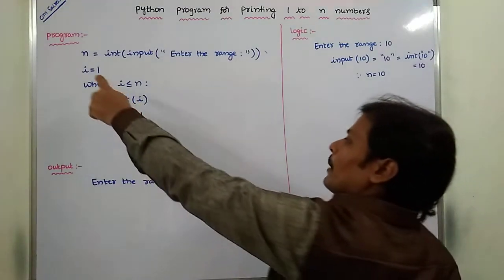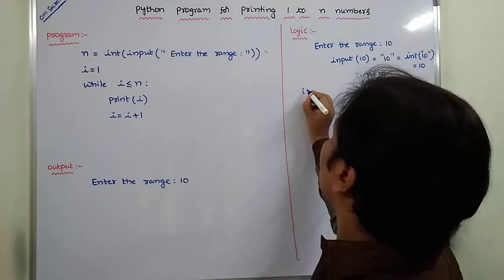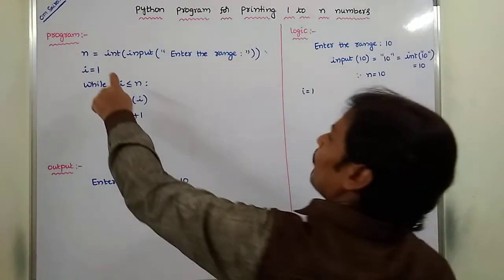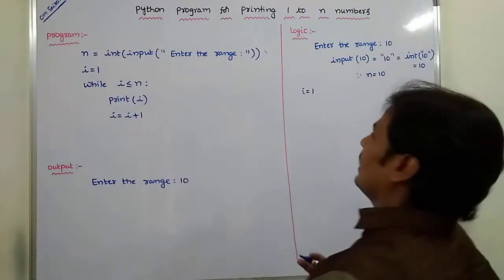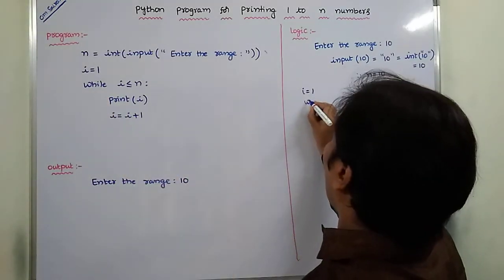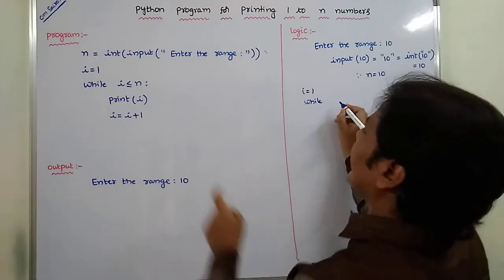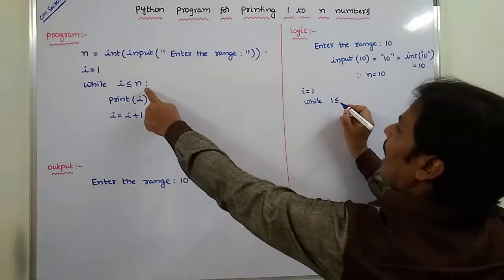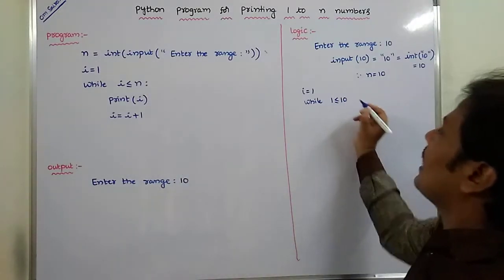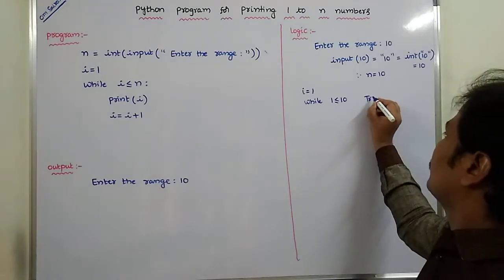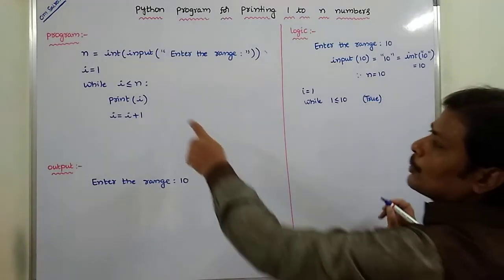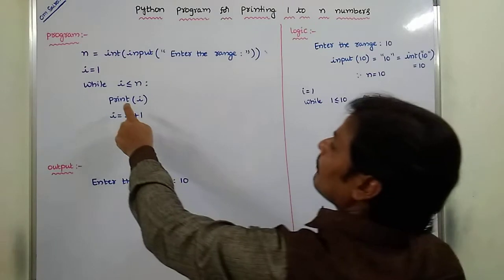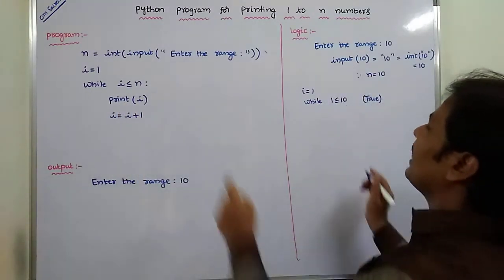Okay, now we go for next statement. So i is equal to 1. That is, i is nothing but the loop variable, the loop variable starting with 1. Next statement, while i less than or equal to n. That means i value is 1, and n value is 10. 1 less than or equal to 10, so that is true. If the condition is true, then the control goes to the body of the while loop. The body of the while loop contains two statements.